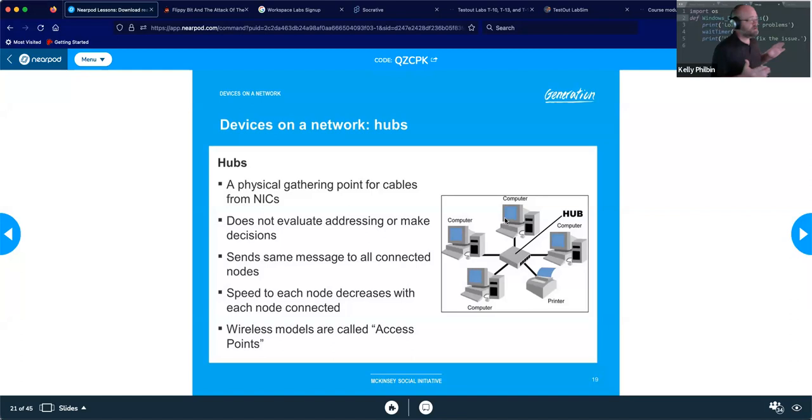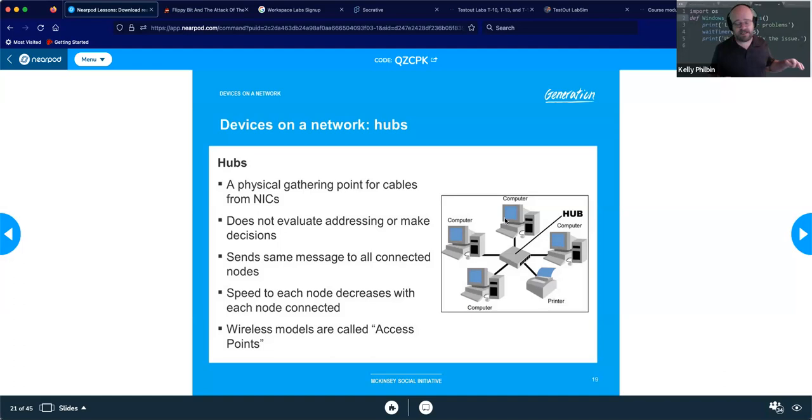So this is still considered what is called a collision domain, which means collisions are possible. They have wireless models of hubs. They're called access points or WAPs. And the way it communicates is what's called layer one.